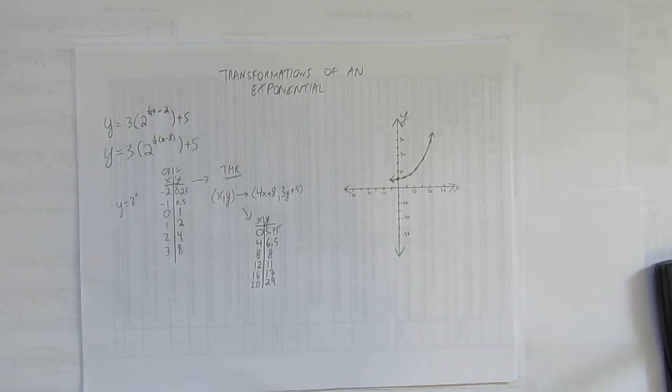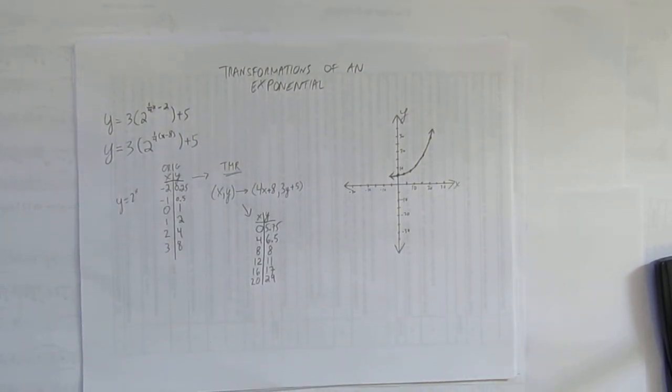We've graphed an exponential using its transformations. How? We first common factored out the quarter, and then we did the original table, the mapping rule, and then the new table, and we used that information to graph.